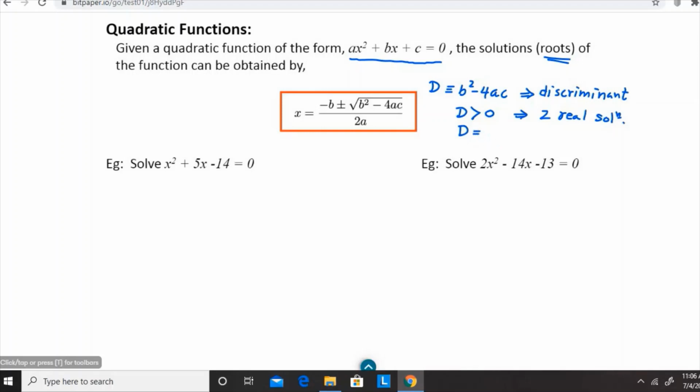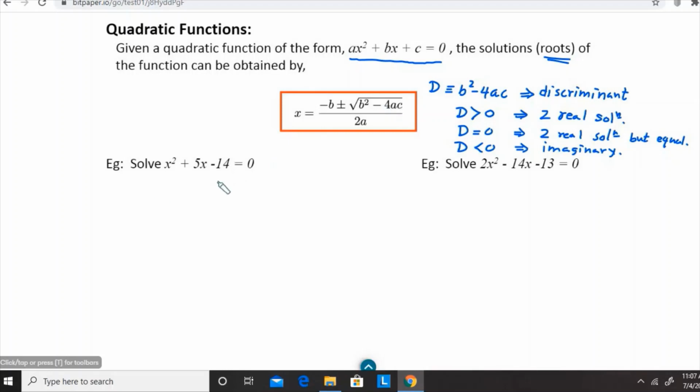If D is equal to 0, then you get two solutions, but they are equal to one another. So two real solutions, but equal. Okay. And then the next case is when D is less than 0, that is D has a negative value, then your solutions are imaginary, or we say the roots are imaginary. So this is something that you need to know when you're solving a quadratic equation, especially using the quadratic formula.